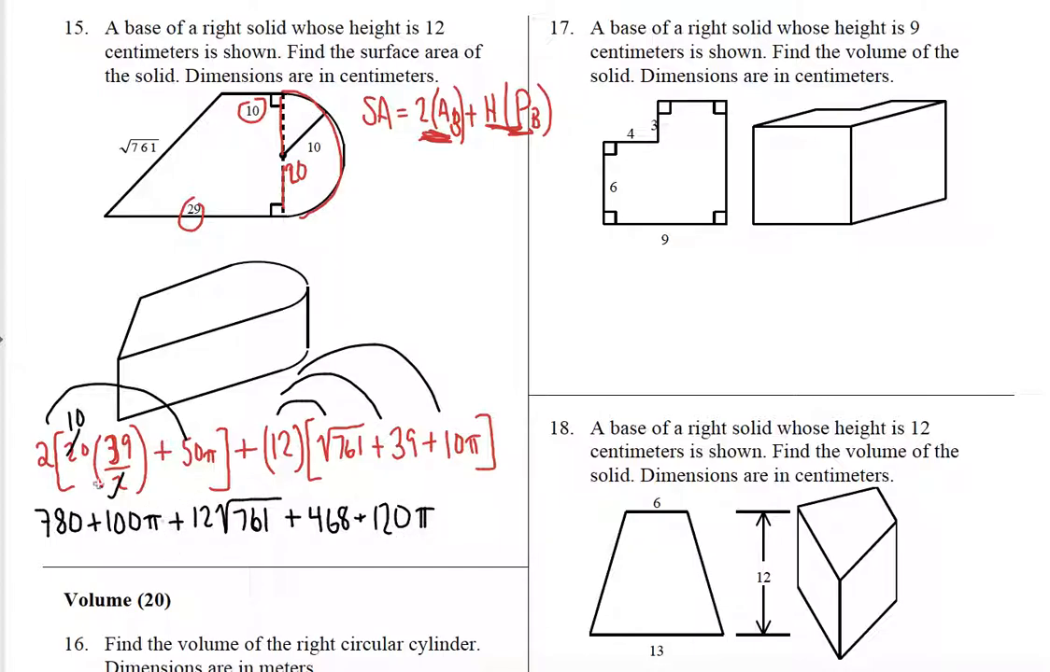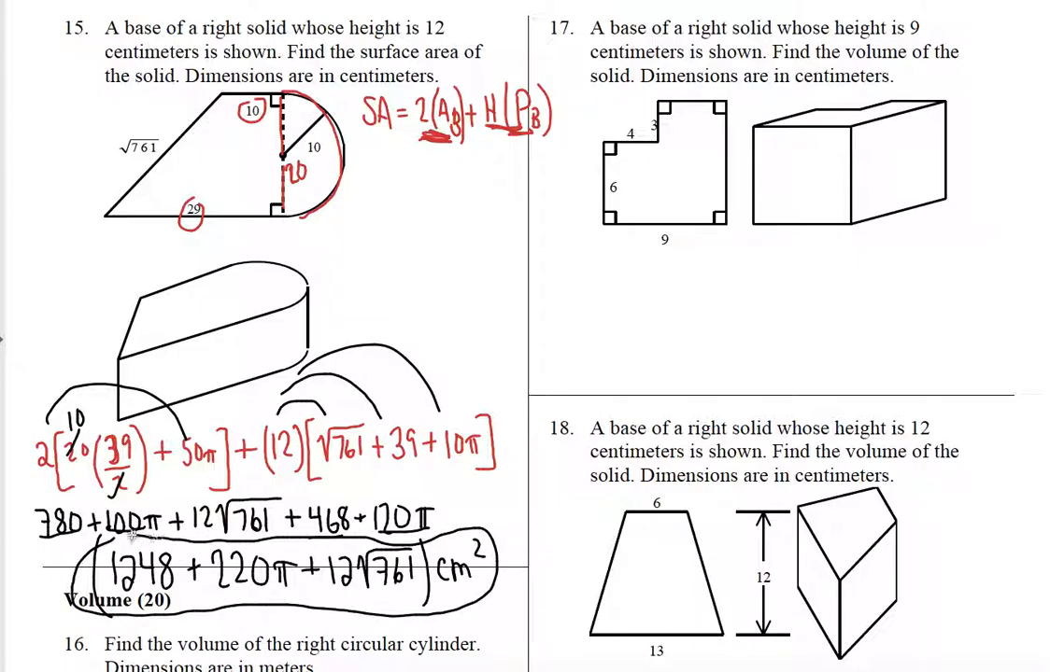And then my final step will be just to add like terms. So 720 plus 468, I can add those and I would get 1248. And then I can add my pi terms, which would be 100 pi plus 120 pi, which is plus 220 pi. And then I would add my radical term, which there's only one of. That's 12 times the square root of 761. And then the units are centimeters squared. So that's it. So that's it for surface area.